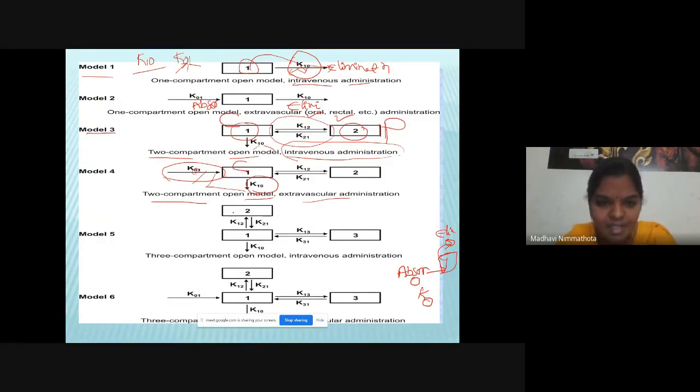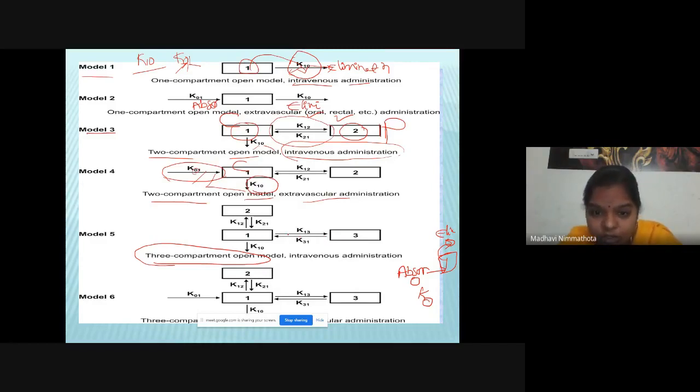Right? And then this is the three compartment open model. The name itself indicates it: there is a presence of three rectangular boxes, that is three rectangular compartments. See here, 1, 2, 3. And how will the rate constants be? See, just leave 1.